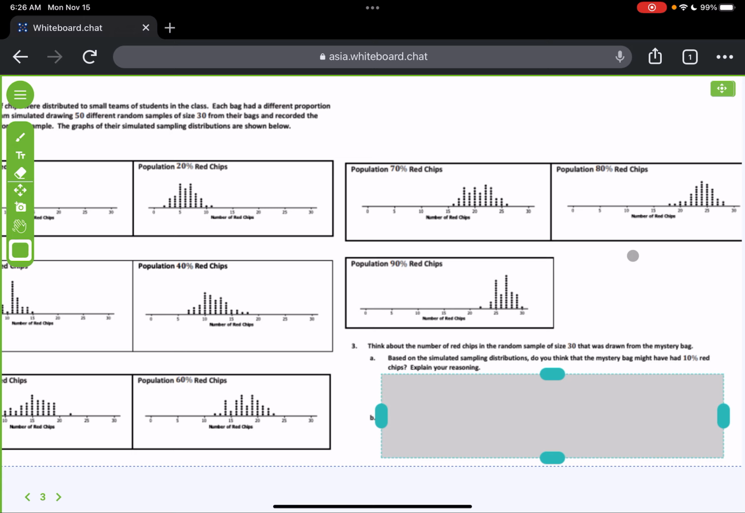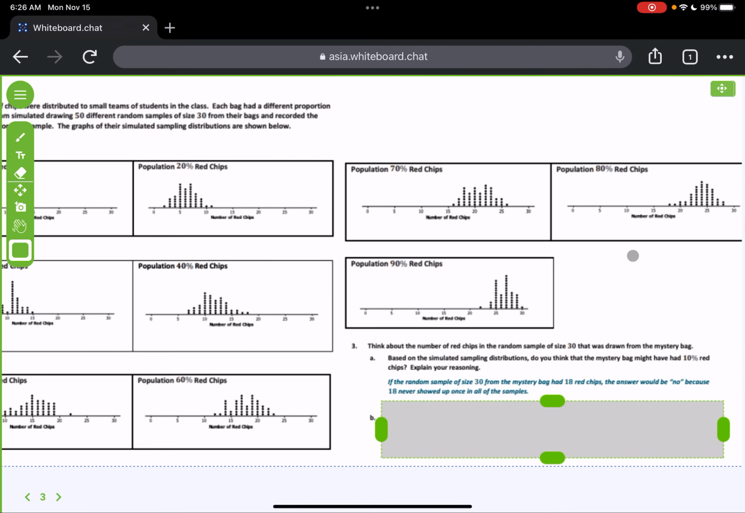Now, let's look at number 3. It says think about the number of red chips in the random sample of size 30 that was drawn from the mystery bag. Based on the simulated sampling distributions, do you think that the mystery bag might have had 10% red chips? Explain your thinking.